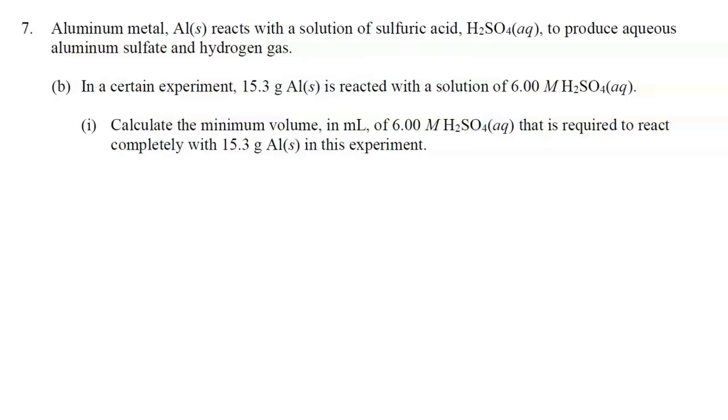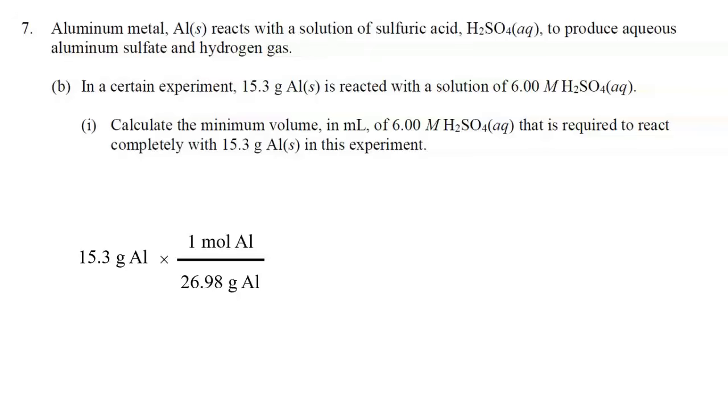Let's begin with the mass of aluminum. So 15.3 grams of aluminum. A good first step to start off a stoichiometry problem, if you're given grams, is to go from grams to moles. Let's use the periodic table to do that. So grams of aluminum on the bottom, and then 1 mole of aluminum on top. 26.98 is the molar mass of aluminum.